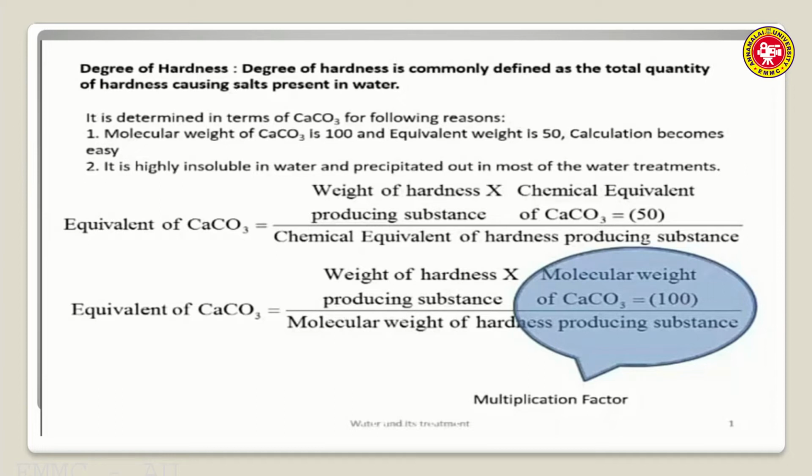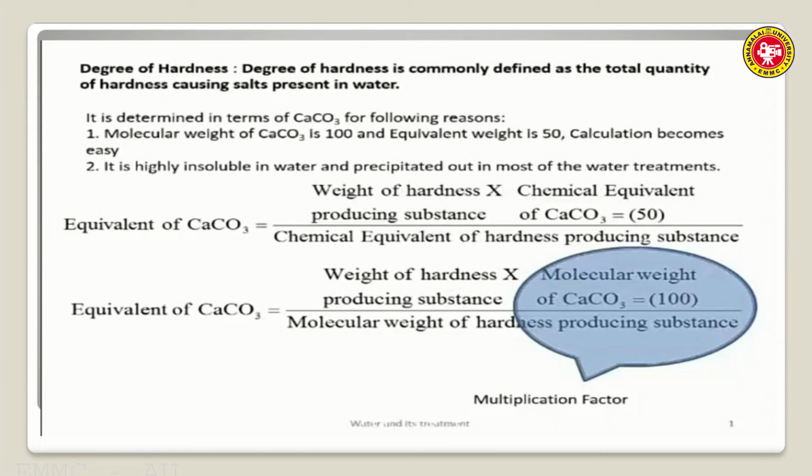Now, there is a formula for calculating the equivalent of calcium carbonate. It is the weight of the hardness producing substance present in your water, multiplied by the equivalent weight of calcium carbonate, which is 50, divided by the equivalent weight of the hardness producing substance. This gives the equivalence of calcium carbonate. If you use chemical equivalent on top, that is 50, at the bottom you have to use the equivalent weight of the hardness producing substance present in your water.